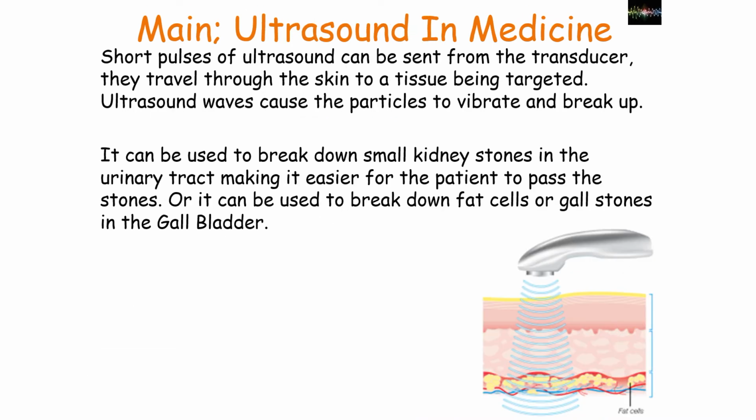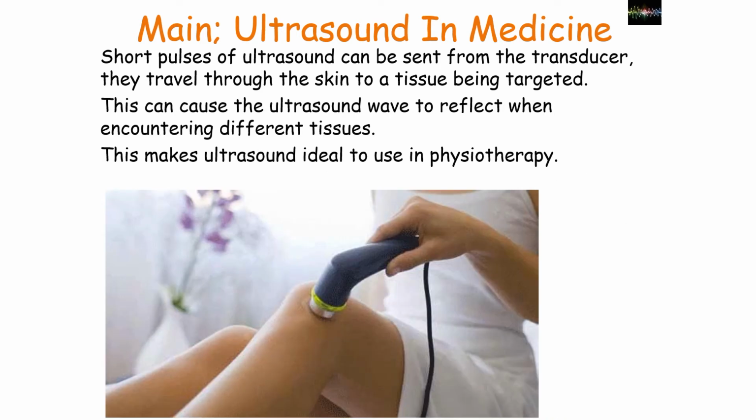Also, you can use short pulses of ultrasound sent from the transducer, which can travel through the skin to a tissue targeted. Now, the ultrasound waves can cause the particles to vibrate and break up, so it can be used to break down small kidney stones in the urinary tract, making it easy for the patient to pass the stones, or it could be used to break down fat cells or gallstones in the gallbladder. In addition to that, you can have ultrasound waves reflected when they encounter different tissues, which make it ideal to use in physiotherapy as well.